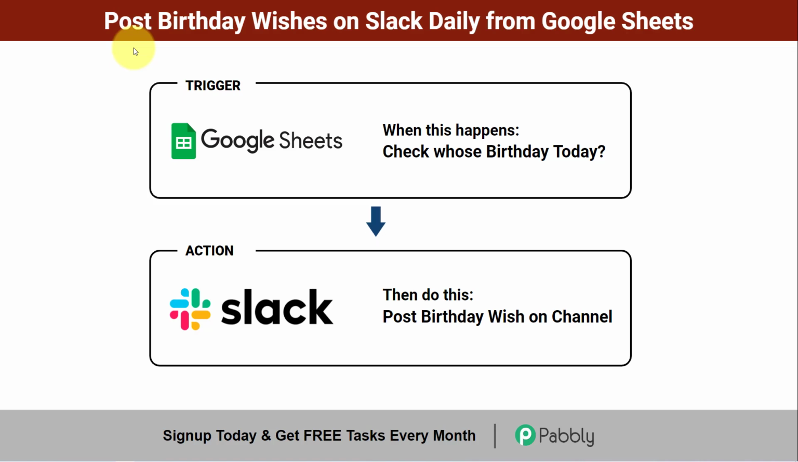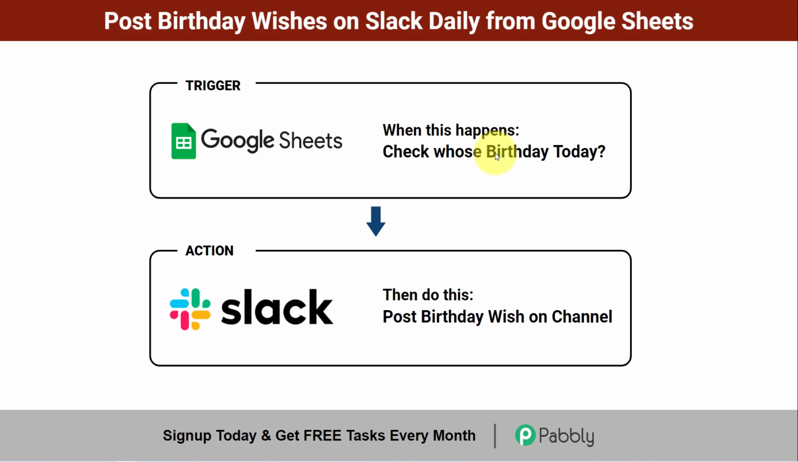In this video, we will learn how to automatically post birthday wishes on Slack daily from Google Sheet. So let's say you have the data of all the employees in Google Sheet along with their birth dates. Now what will happen? The automation will check daily whose birthday it is today.